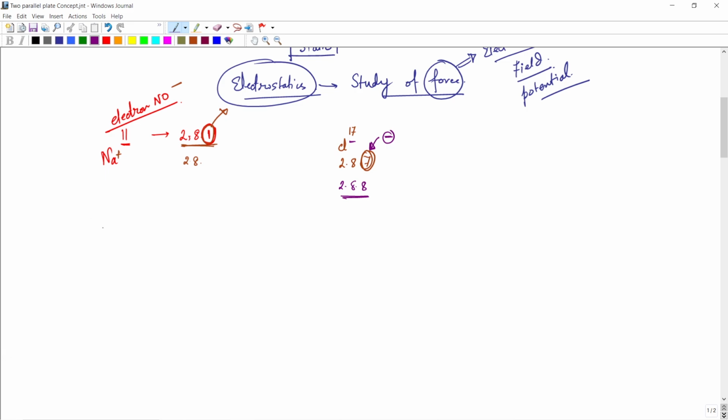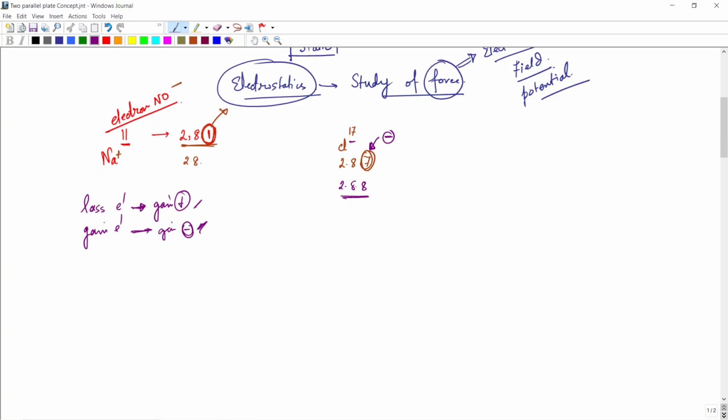If an atom loses an electron, it gains a positive charge, and if it gains an electron, it gains a negative charge. These are ions.